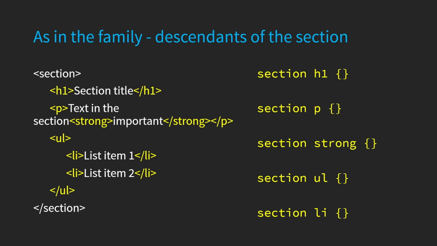The next one is section strong, which is take the strong tag, which is in the section. The next one is section ul, so we can read it like take the ul tag, which is a descendant of the section. And the last one, section li, which is the same as any previous one. So we take the li tag, which is in the section, or in other words, take the li tag, which is a descendant of the section.